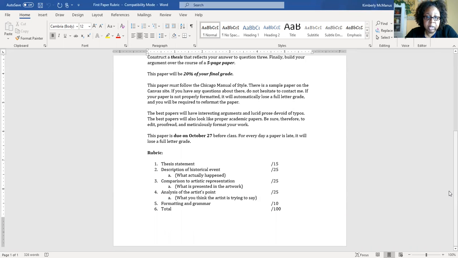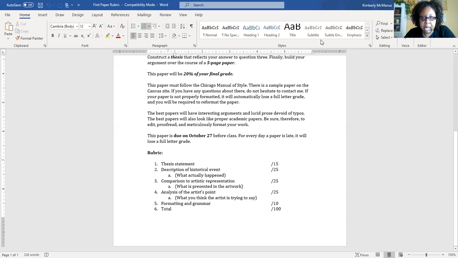Thesis statement. Description of historical event. Your professor, and all of us do this, Samuel, will tell you exactly what it is that we're looking for. Thesis statement, description of historical event: what actually happened? Comparison to artistic representation: what is presented in the artwork? Analysis of the artist's point: what do you think the artist is trying to say? And then your formatting and grammar, and that's your whole paper. Okay, so I'm going to highlight this.